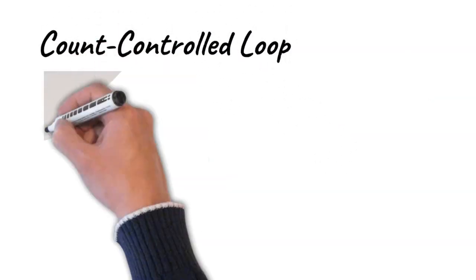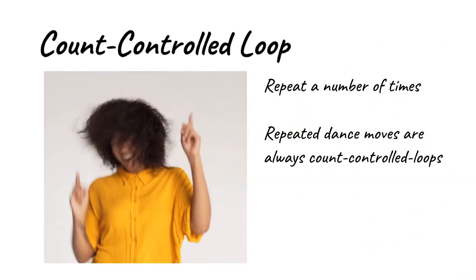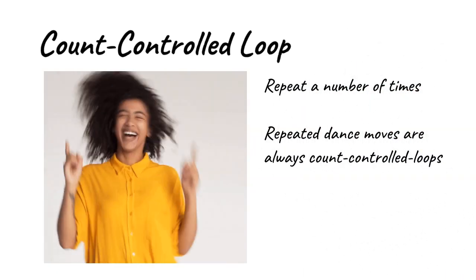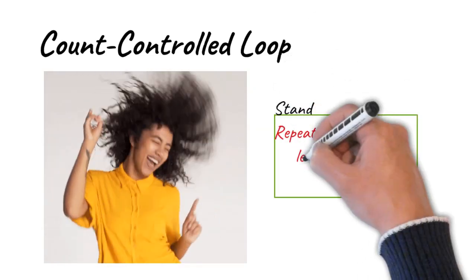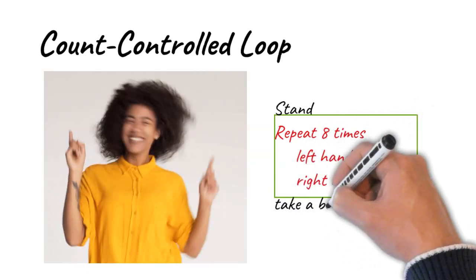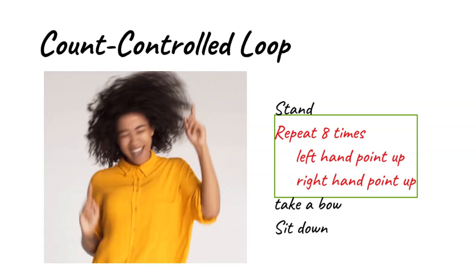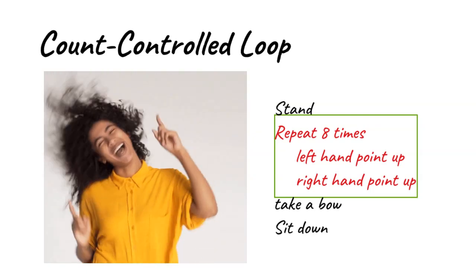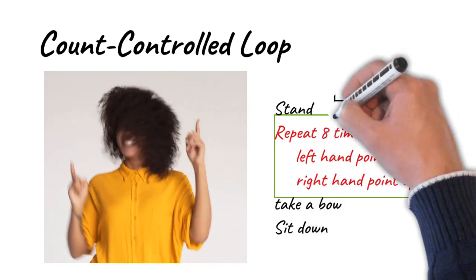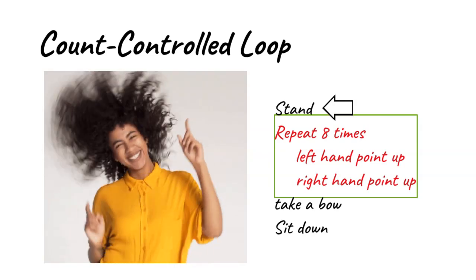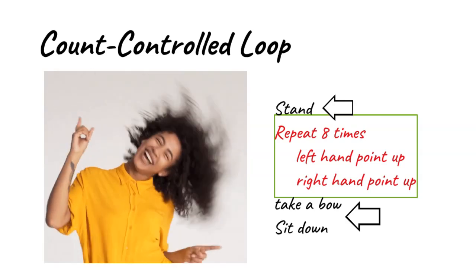Now let's look at a count-controlled loop. These repeat a set number of times. Repeated dance moves are always count-controlled loops because you never see anybody dancing forever. In our dance algorithm, the count-controlled loop is in red lettering and it's inside a green rectangle. Just like in our forever loop, we can have instructions before the count-controlled loop, but unlike our forever loop, we can also have instructions after our loop.